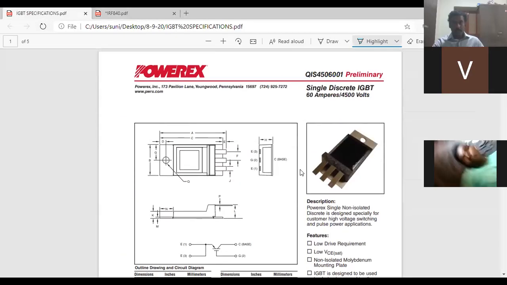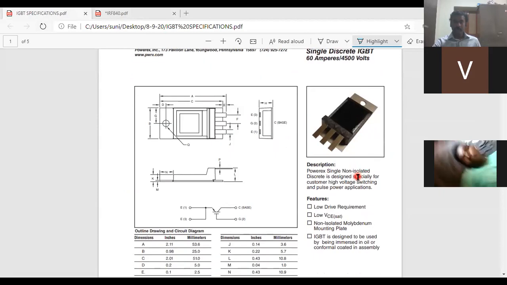Okay, so this is going to be related to the specifications of the IGBT. Here you are going to consider an IGBT with an operating voltage of 4500 volts and 60 amperes. The packaging is going to be like this.